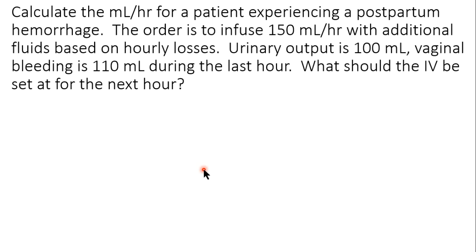Calculate the milliliters per hour for a patient experiencing a postpartum hemorrhage. The order is to infuse 150 milliliters per hour with additional fluids based on hourly losses. The urinary output is 100 milliliters. Vaginal bleeding is 110 milliliters during the last hour. What should the IV be set for the next hour?